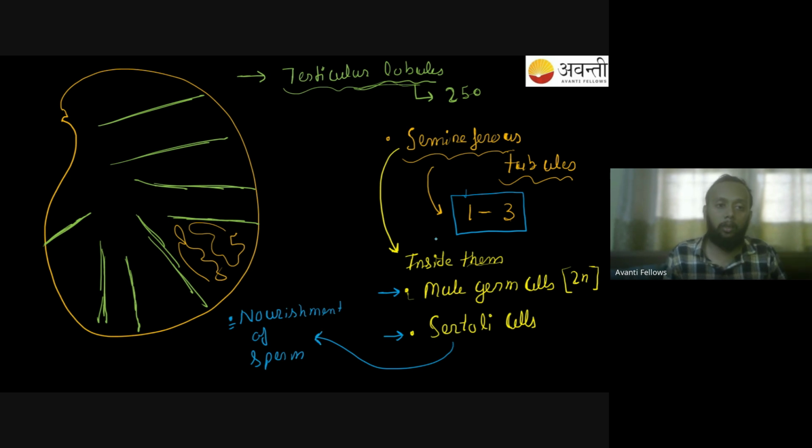So this slide should be very clear to you: in the testes you will see around 250 lobules. We call them testicular lobules, and in each lobule you will have around 1 to 3 seminiferous tubules. And within the seminiferous tubules you will have your male germ cells and Sertoli cells. Right? Male germ cells are going to be diploid in nature, and Sertoli cells are the ones known to provide nourishment to the sperm.